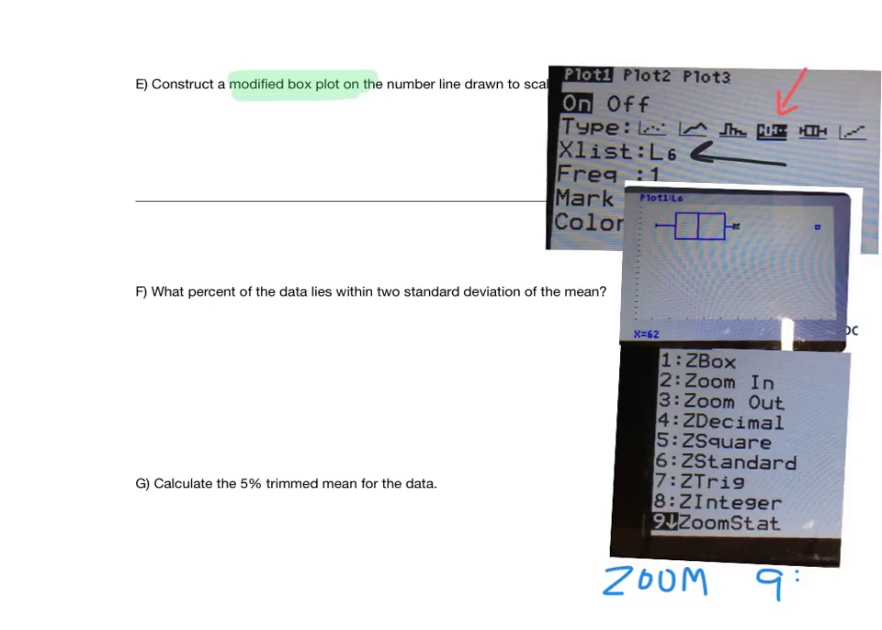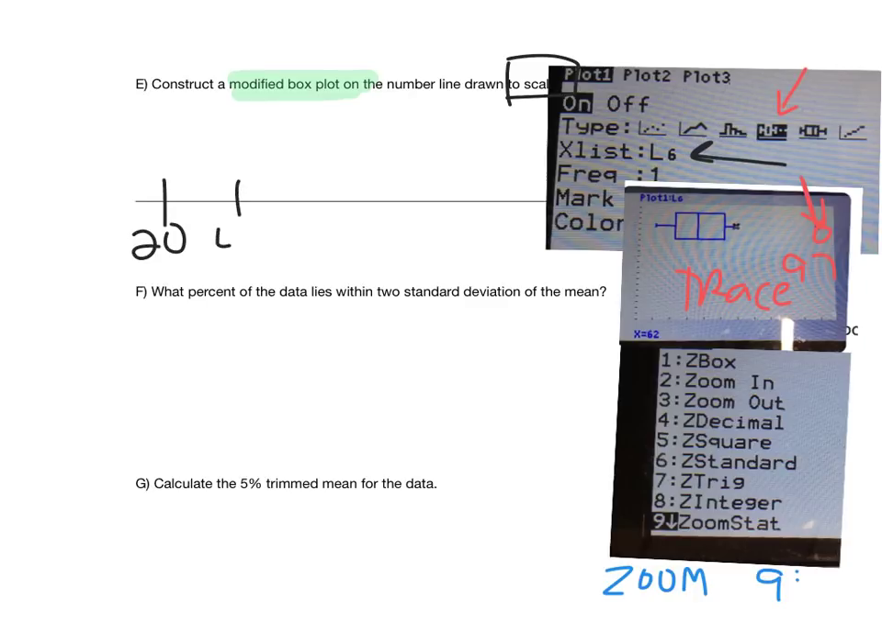Here's what your modified box plot looks like. If you press Trace, you can move the cursor all the way out and see that this point out here was that outlier of 97. So we're going to have to construct a modified box plot, once again drawn to scale.